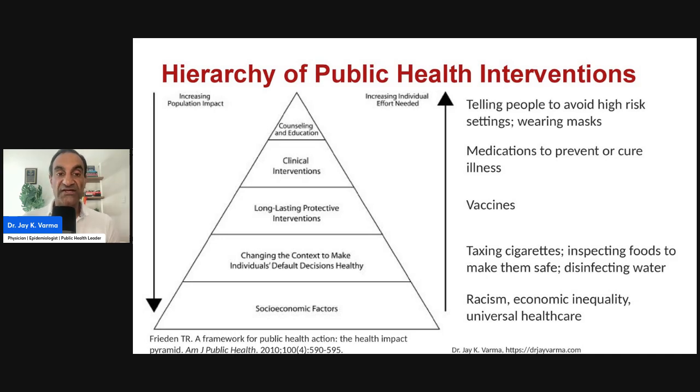The next step up the pyramid is what we call changing the context to make sure that individuals' default decisions are healthy. So think, for example, about taxing cigarettes. Cigarettes are more expensive, so people don't buy them as much.